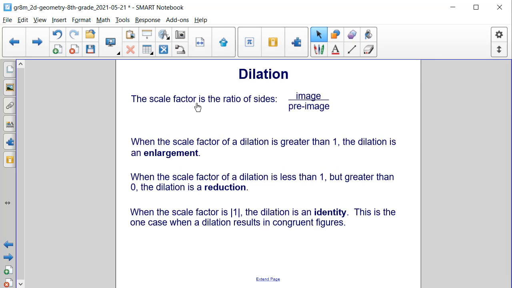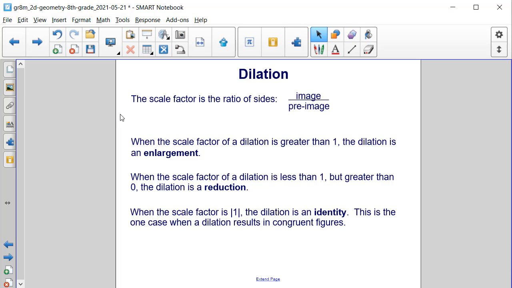The scale factor in a dilation is the ratio of side lengths, and it's always written as image side length over pre-image side length, or image coordinate over pre-image coordinate.